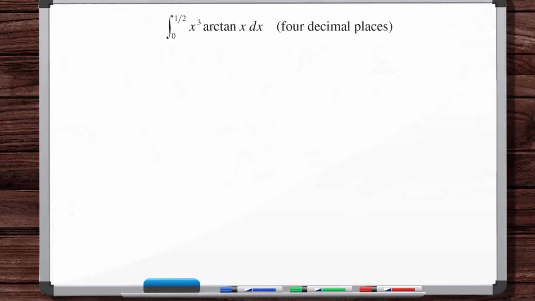Okay, we're continuing with more example problems from the Taylor and Maclaurin series section. In this video, we're going to evaluate two definite integrals using infinite series, using the Taylor series representation of the integrand.